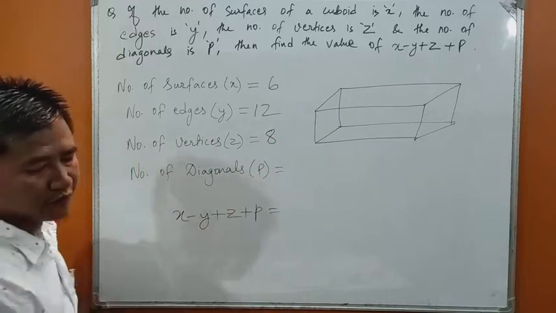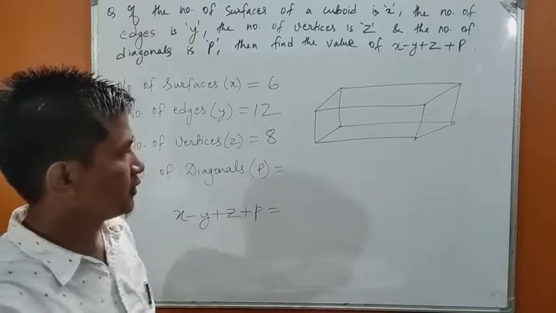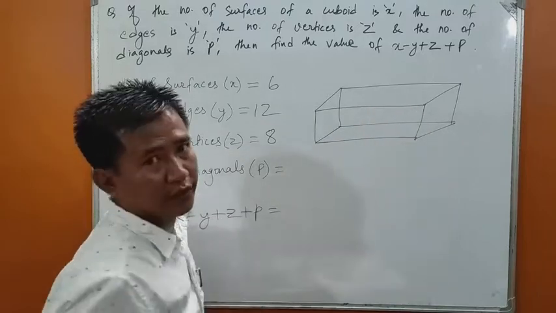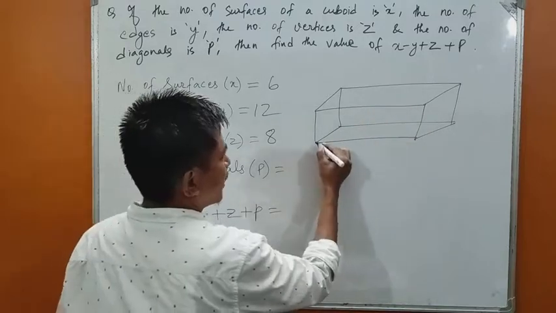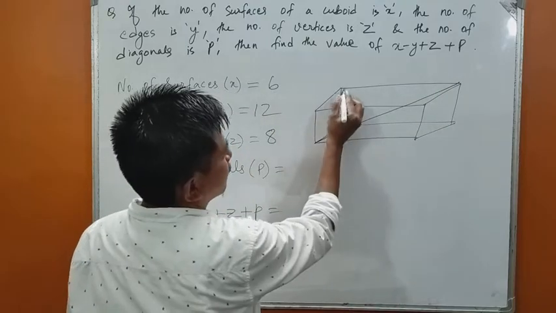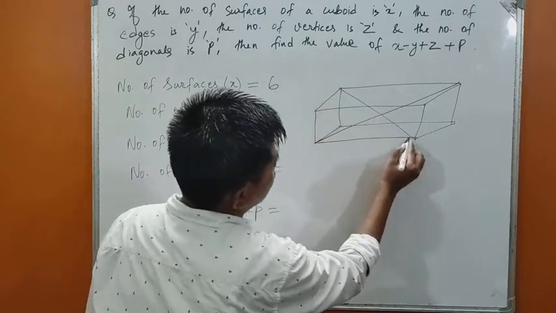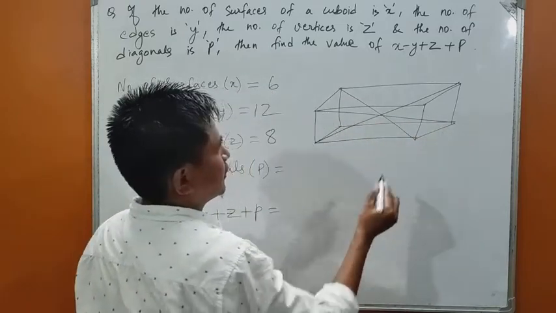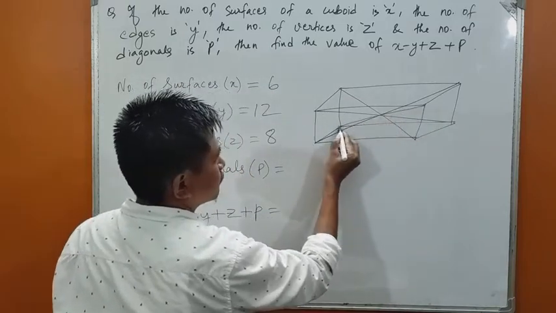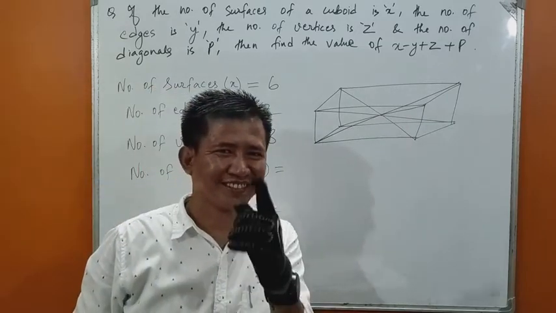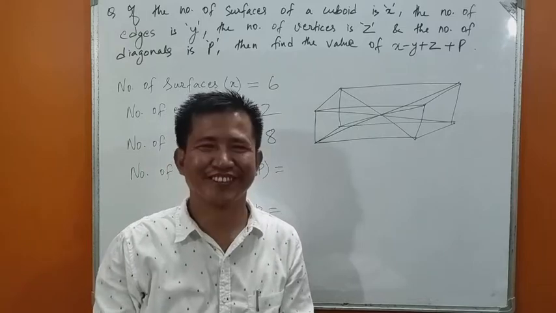And the number of diagonals. Diagonals means the longest rod that can be fit in this cuboid. So one rod can go from here to this. Another comes from this to this, 2. Then 3. Now from this to this, 4. Altogether 4. I hope you got this. Did you get this? Actually not.